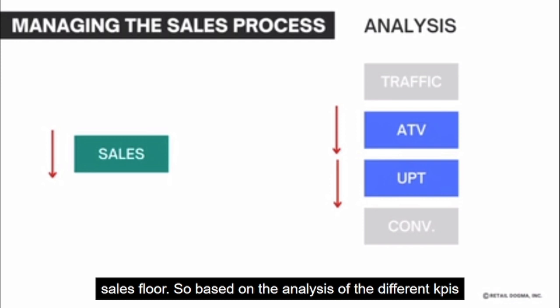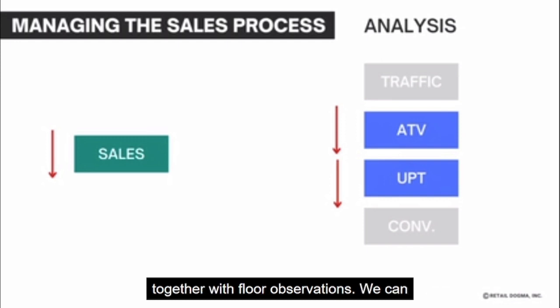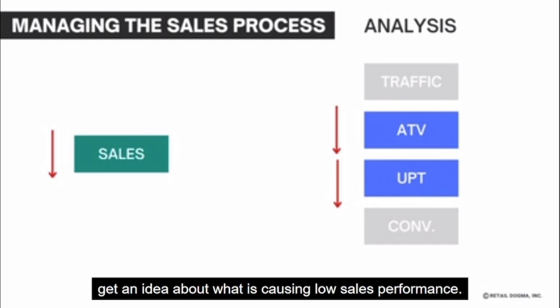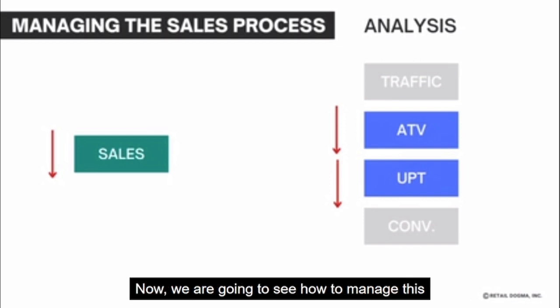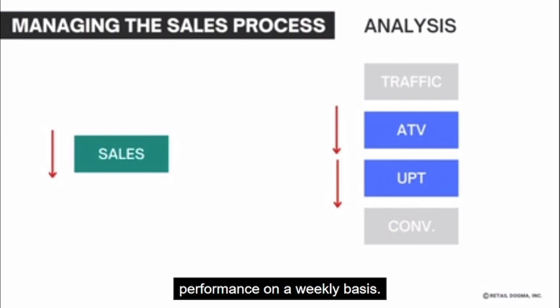So based on the analysis of the different KPIs, together with floor observations, we can get an idea about what is causing low sales performance. Now we are going to see how to manage this performance on a weekly basis.